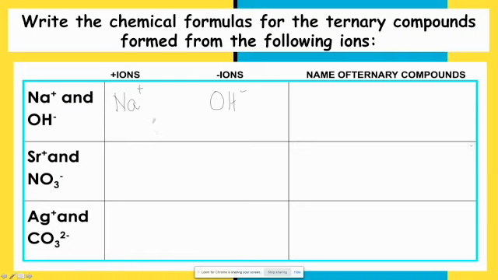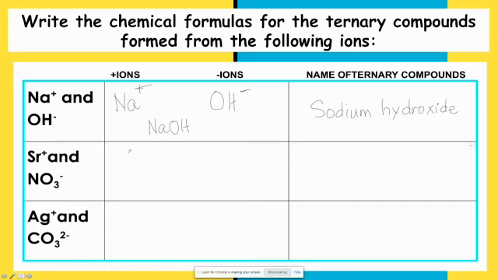So it's simple. Just write NaOH because they are already balanced. And then this is sodium hydroxide. If you don't know the name, you just use the table of polyatomic ions.